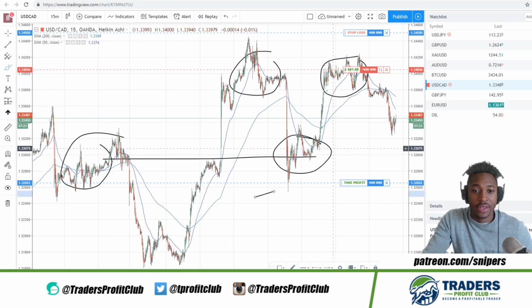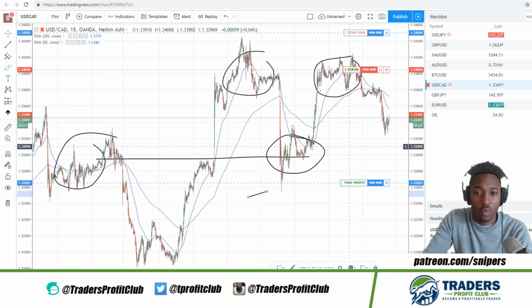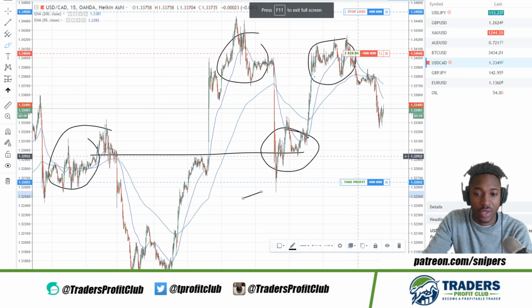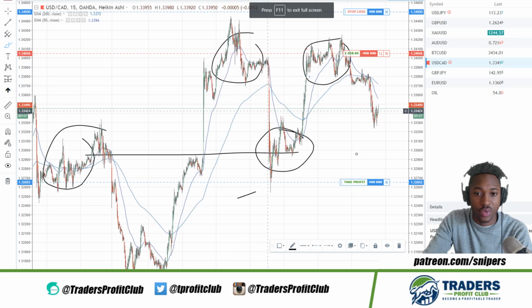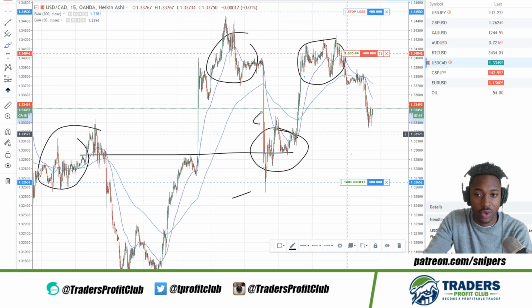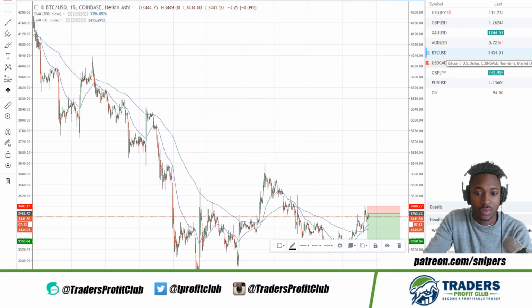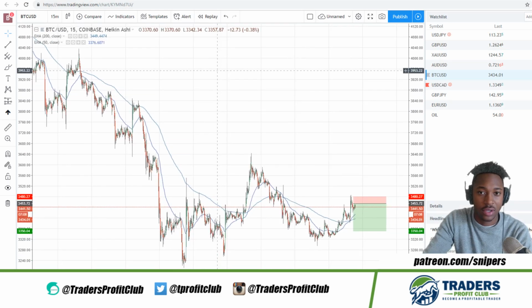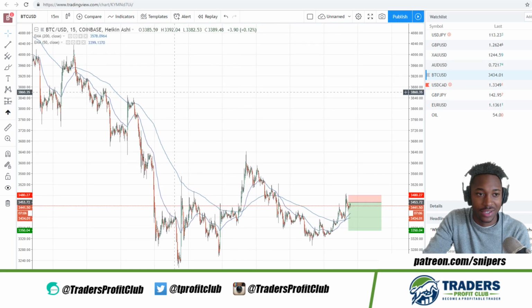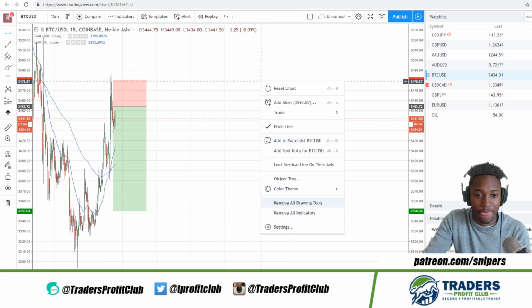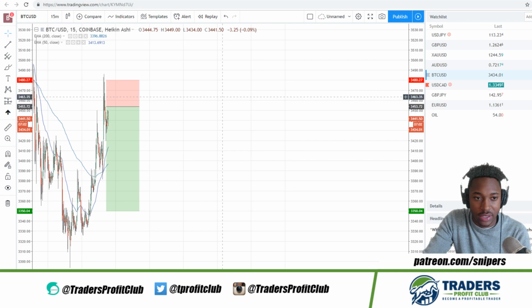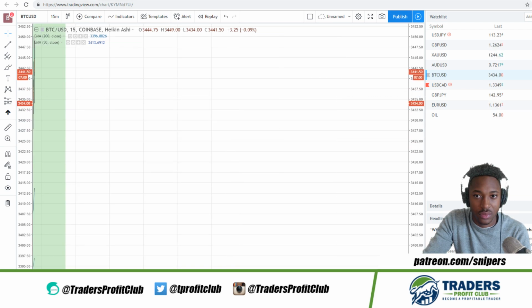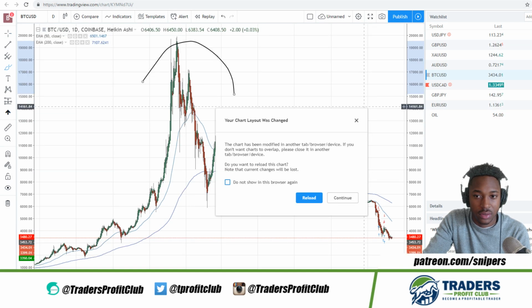This is the most important thing: when we find these support and resistance areas, we now know the market price is going to move higher and lower. Whoops, it looks like something happened to my chart. Let me just fix that real fast, you guys. The interval state has been messed up. Let me just get back to this.